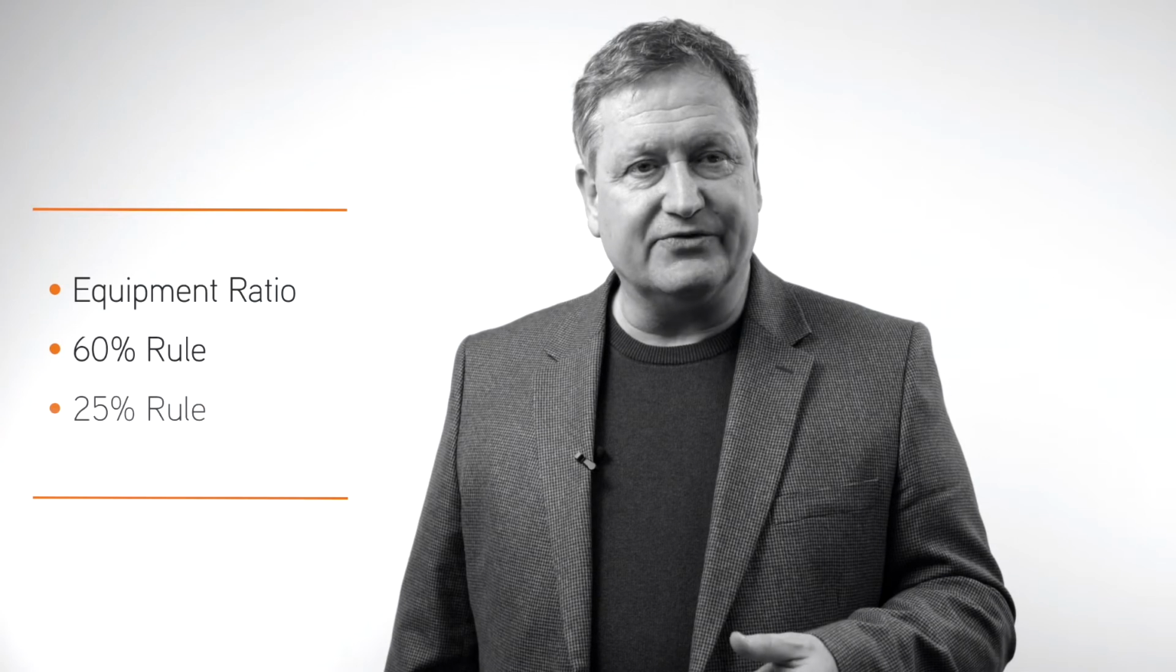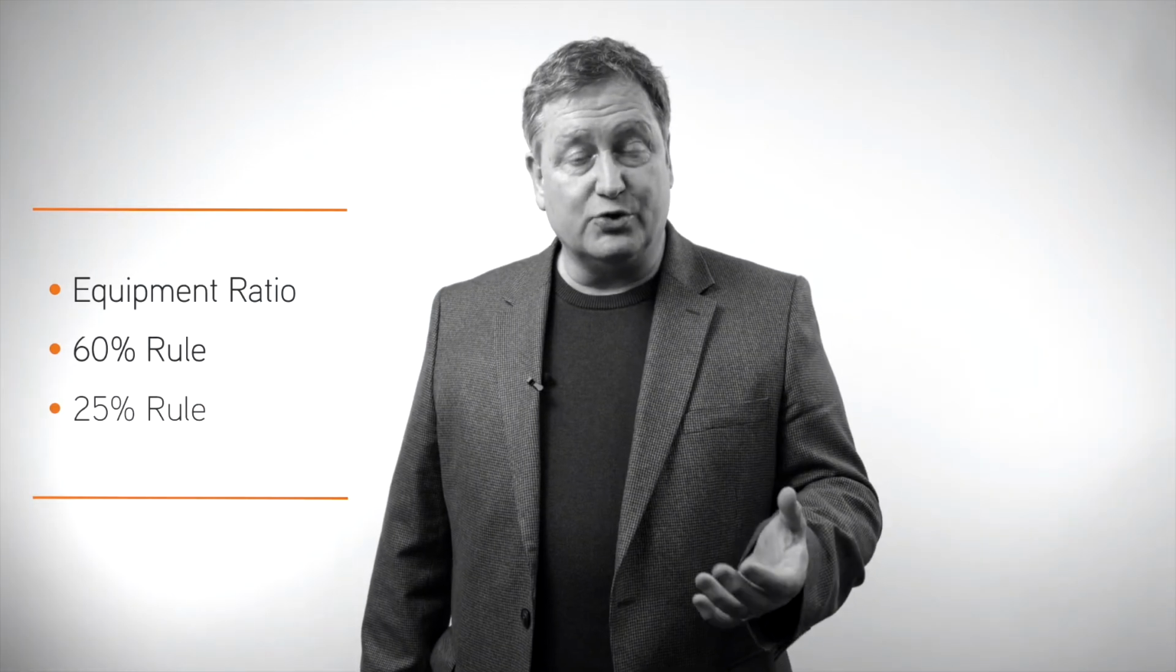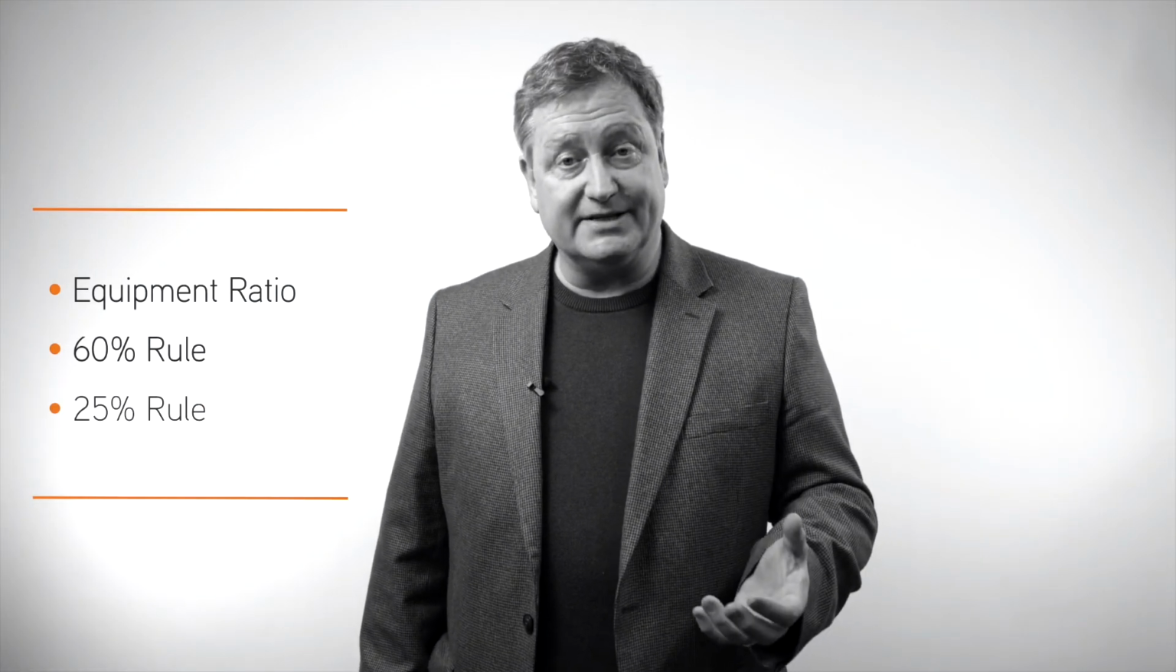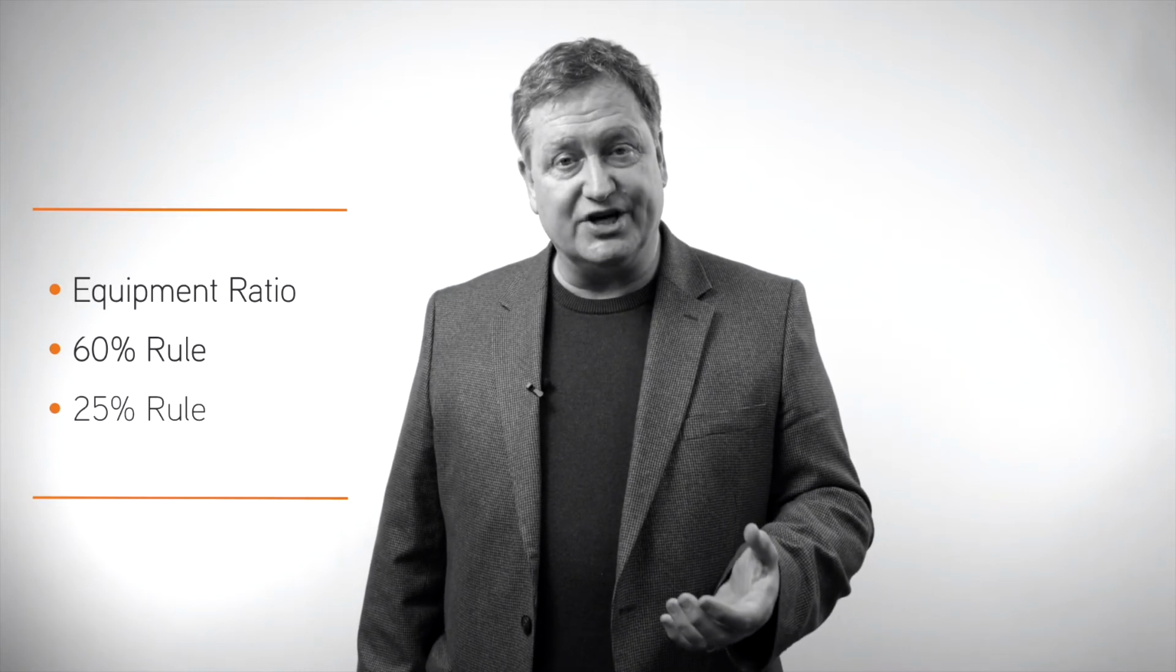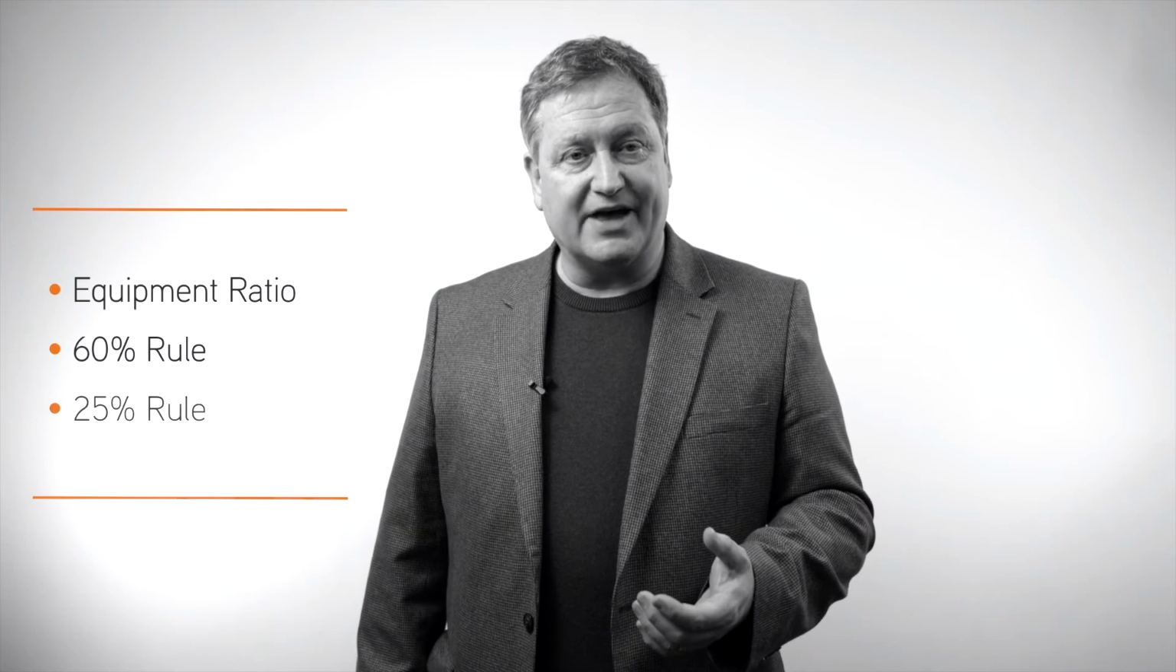I'm going to give you three rules which will help you to understand and manage this category more effectively. I'm going to talk about the equipment ratio, which is a term you may have come across already. We're going to talk about the 60% rule and the 25% rule. The fact is that you use all three of these together. They're all interconnected, and fundamentally the one that underpins the whole lot is the equipment ratio. If you're good at managing that and you can keep that at an efficient level, you're going to fall in line with the 60% rule and the 25% rule.